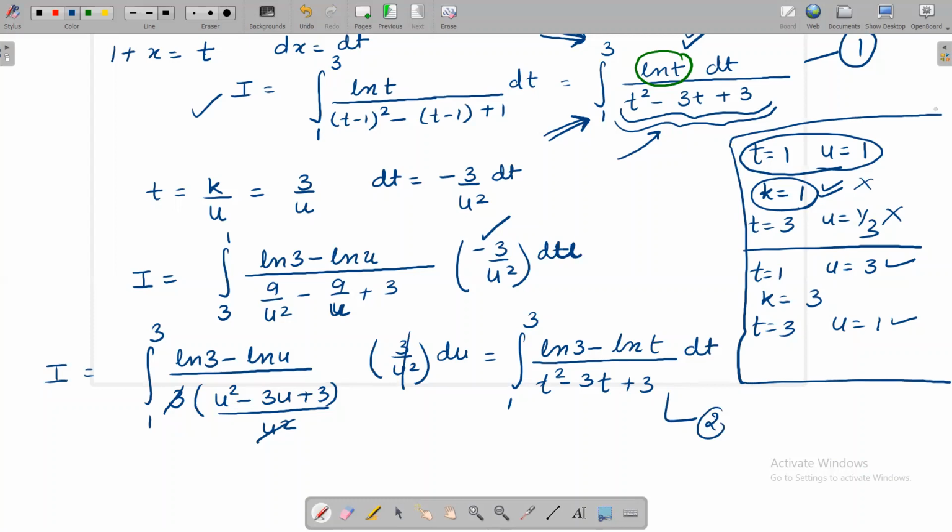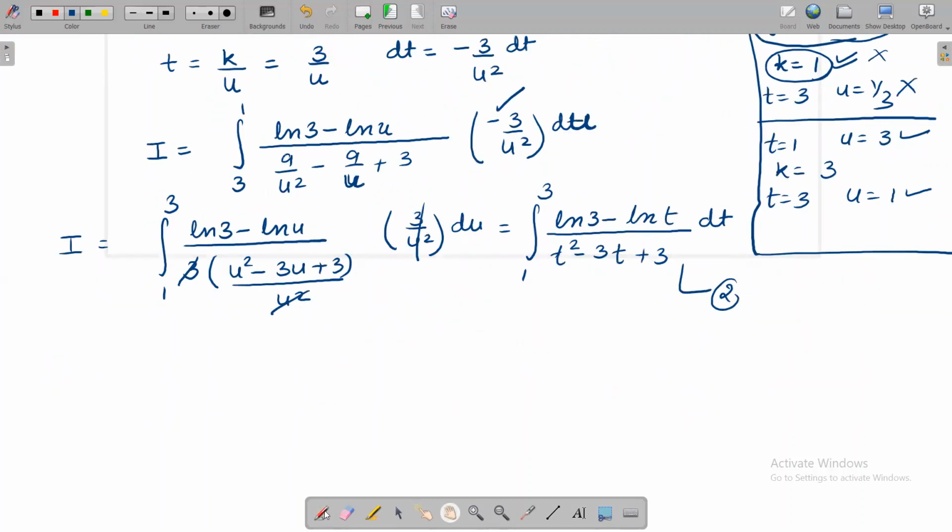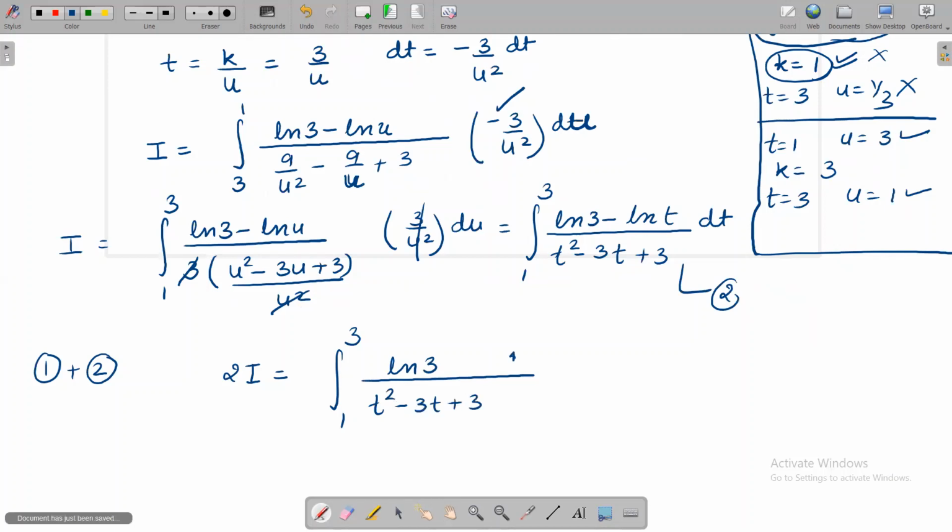From the first and second equation, you can observe that the two integrals have the same lower and upper limit, the same denominator, only the numerators differ. So I'm going to add the two integrals now. You add 1 and 2. So 1 plus 2 gives me 2I is equal to integral 1 to 3 of ln 3 over the denominator t square minus 3t plus 3, dt.